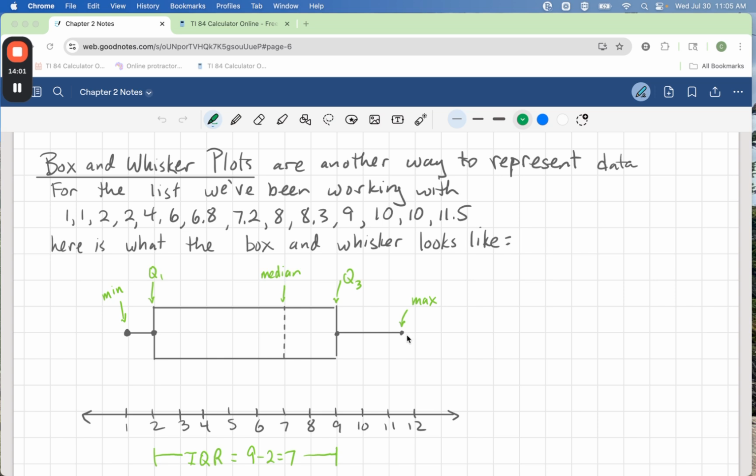All right, so this is probably the same set of data that we looked at before, with the Q1 being 2, the Q3 being 9, and the median we calculated to be what? Let's see, there's 14 sets of data, halfway between 6.8 and 7.2, so 7. And it gives you a nice visual because you see Q1 and Q3 are 7 apart, so the IQR is 7. So box and whisker plots are pretty powerful representations of your data.